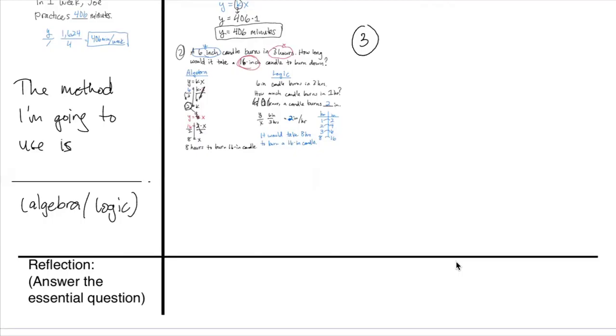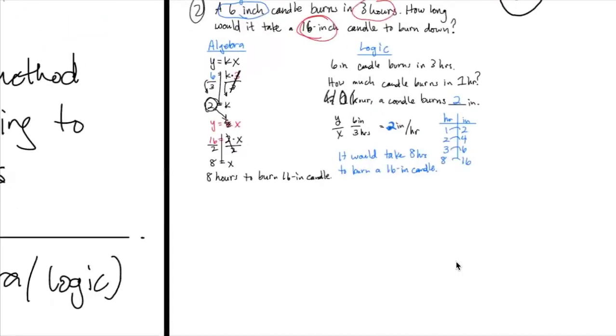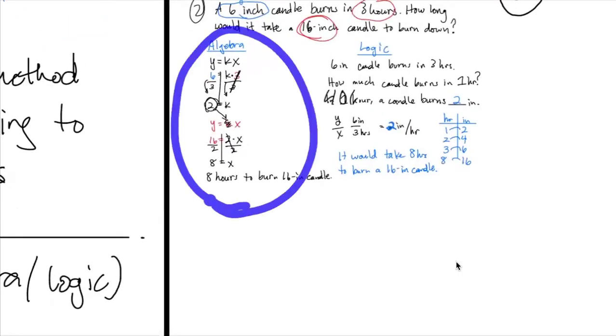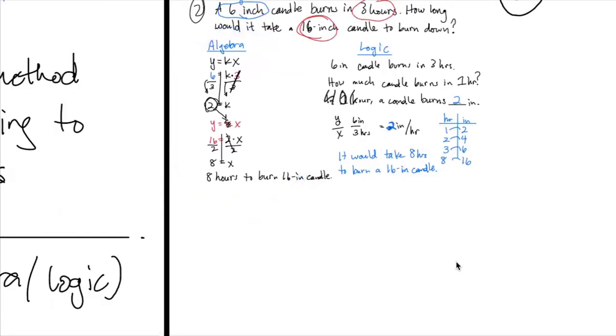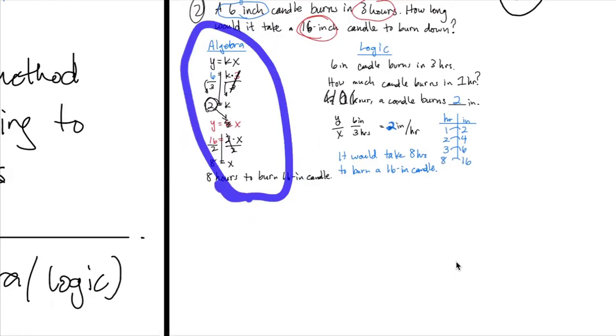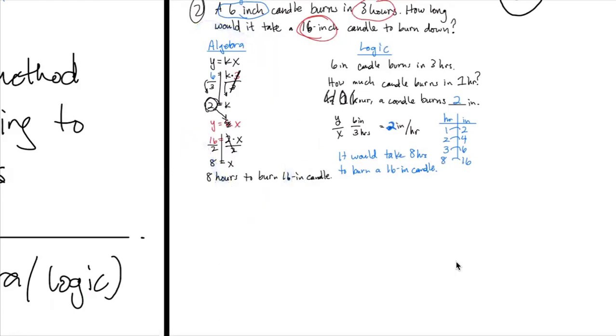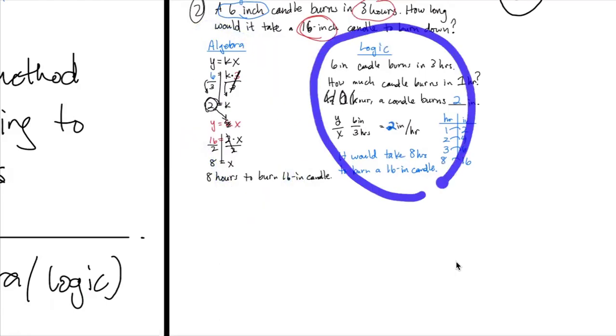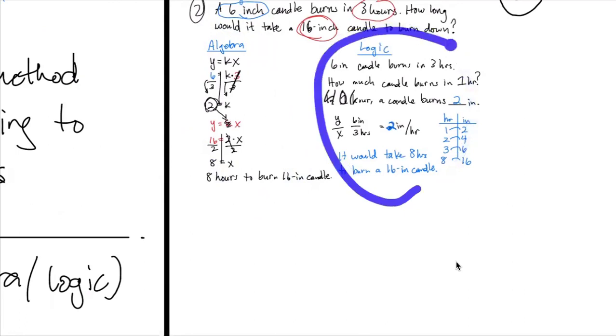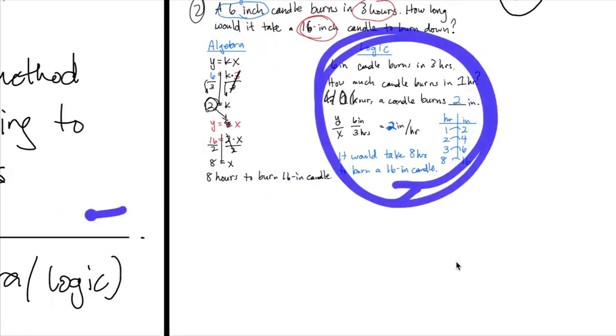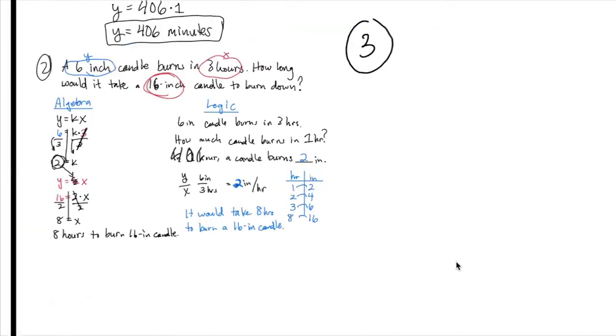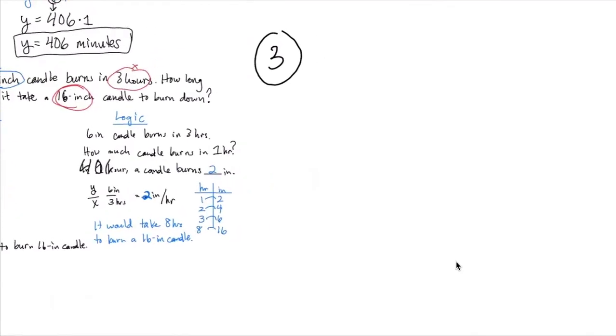Algebra, again, is the one where we use our equation, y equals kx, find k, and then plug it in. My personal preference, I would probably use algebra, just because I enjoy equations. But some of you are really good using logic, and you're like, math is hard for me, but this makes sense to me. Go ahead and use the logic way. That's perfectly okay. All right, number 3.